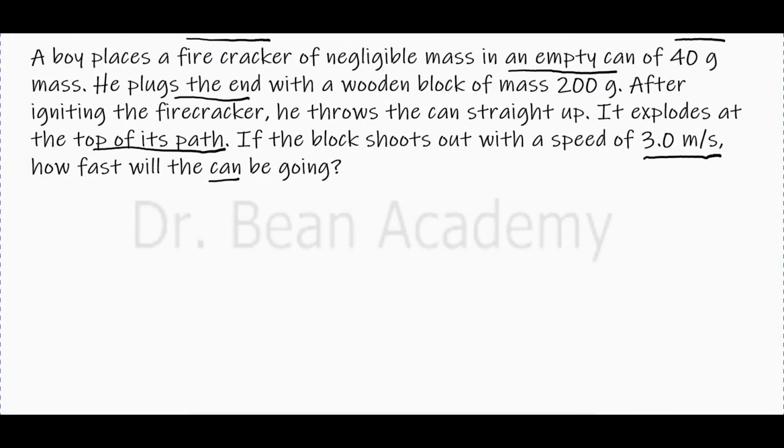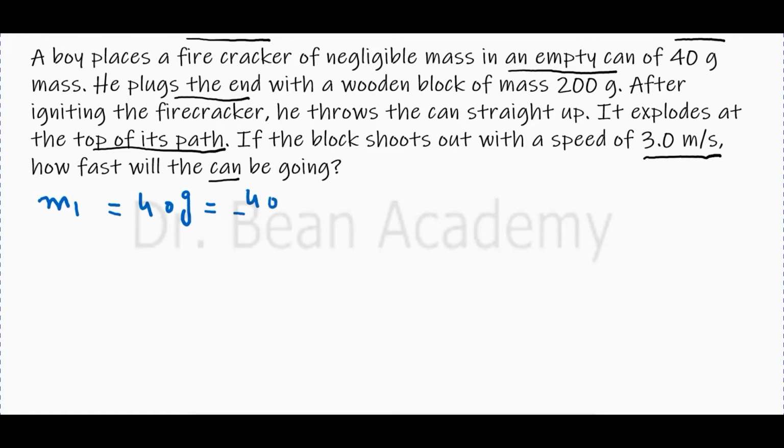Okay, so before we can solve the question, let's arrange the data and define the variables. There are two components in this question. One is the can and one is the wooden block. I will define the mass of the can as m1, which is equal to 40 grams as given in the question. And let's do some extra work. I told you always present the units in SI standard units, and the SI unit for mass is kilograms. Let's convert this value into kilograms.